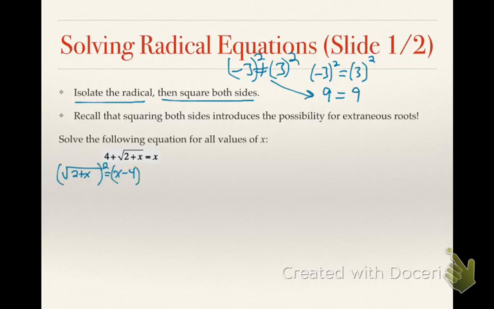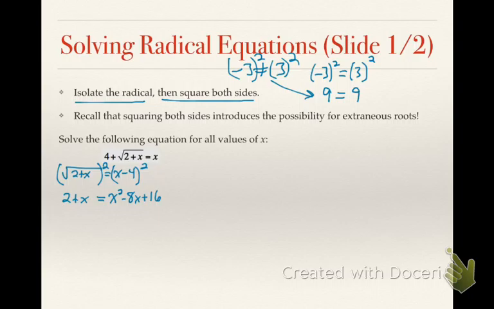The radical is by itself. Okay. Squaring the radical cancels the radical, leaving just 2 plus x. Squaring a binomial gives me x squared minus 8x plus 16. Now remember, if you forget how to square a binomial, you could always multiply x minus 4 and x minus 4 together.